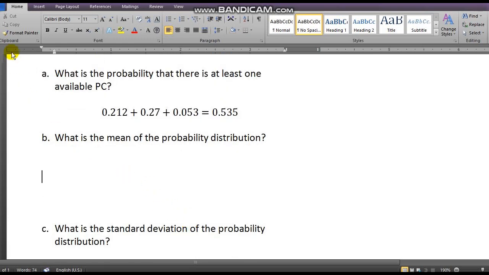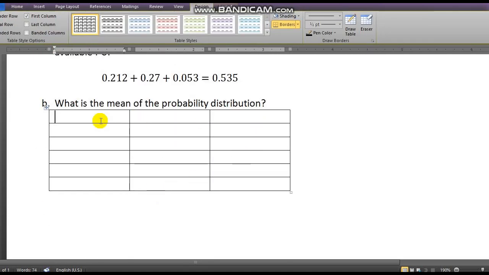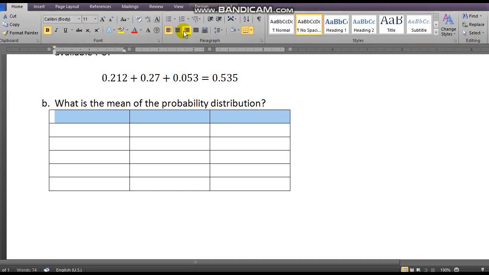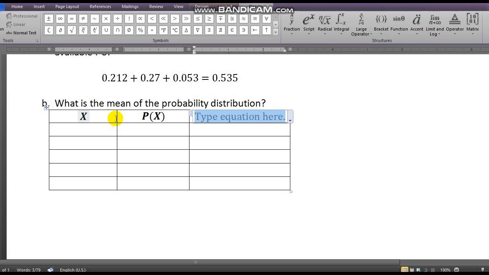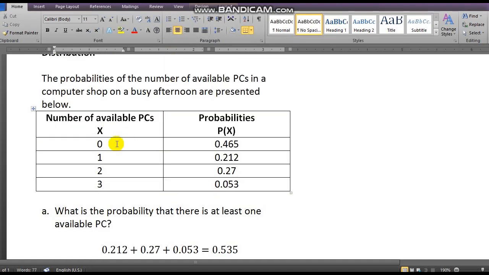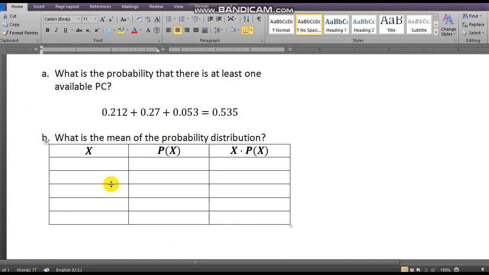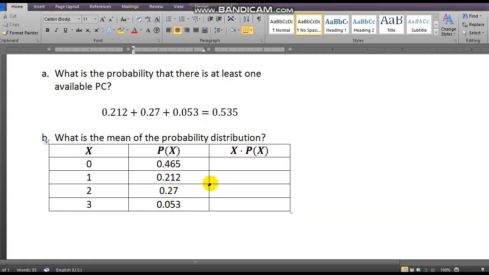Now let's determine the mean of the probability distribution. Let's construct the distribution table here. Let's have three columns. This one is for x, this is for p of x, and this last one here is x times p of x. Then let's input the values: 0, 1, 2, 3, and the probabilities 0.465, 0.212, 0.27, and 0.053.